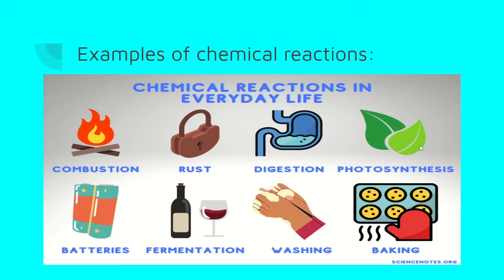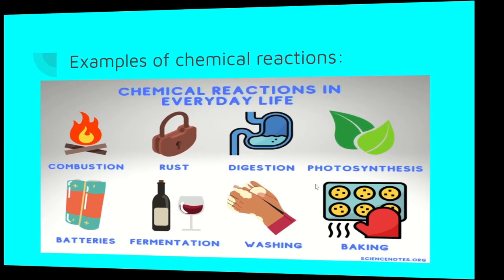Photosynthesis: plants use it when they have sunlight to create their own food. Batteries have chemical reactions when they are used for electronics such as a remote. Fermentation happens when people use it to create unique foods. Washing and baking are also chemical reactions.